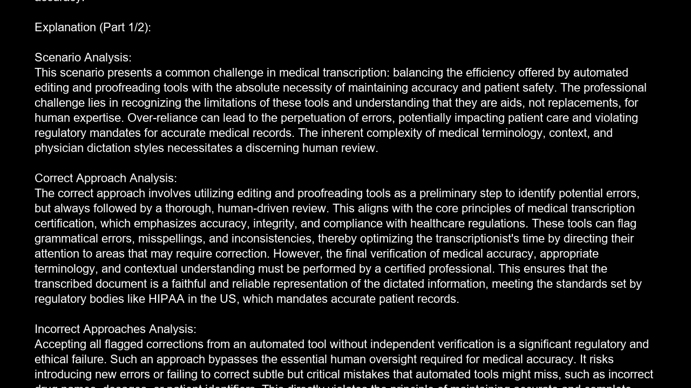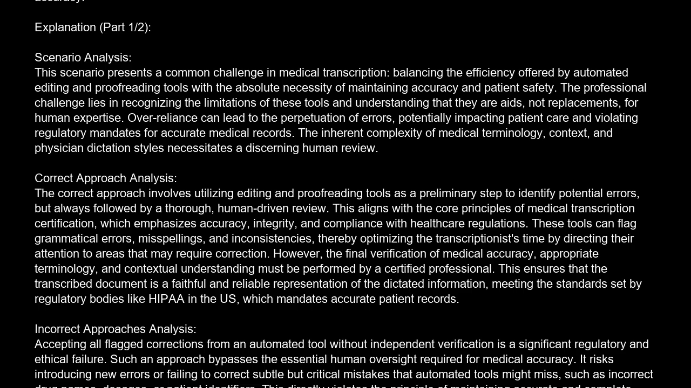Explanation. Scenario analysis. This scenario presents a common challenge in medical transcription, balancing the efficiency offered by automated editing and proofreading tools with the absolute necessity of maintaining accuracy and patient safety. The professional challenge lies in recognizing the limitations of these tools and understanding that they are aids, not replacements, for human expertise. Over-reliance can lead to the perpetuation of errors, potentially impacting patient care and violating regulatory mandates for accurate medical records. The inherent complexity of medical terminology, context, and physician dictation styles necessitates a discerning human review.